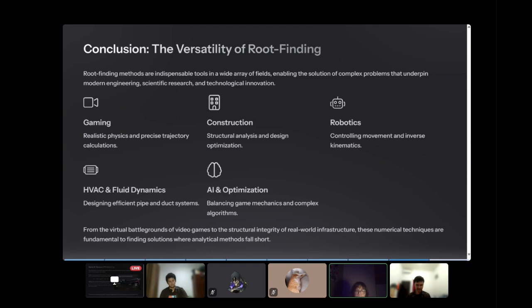From the virtual battlegrounds of video games to the structural integrity of real-world infrastructure, these numerical techniques are fundamental to finding solutions where analytical methods fall short.